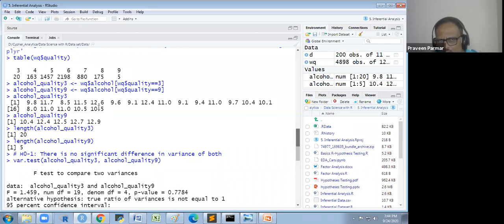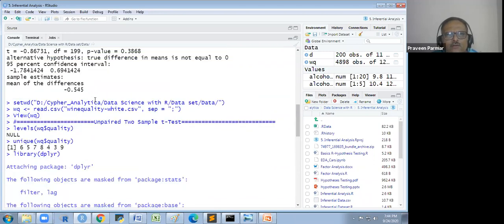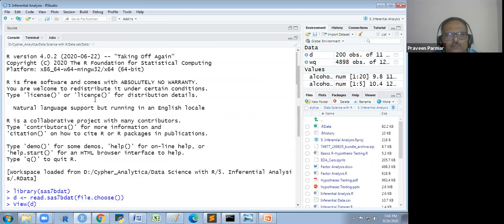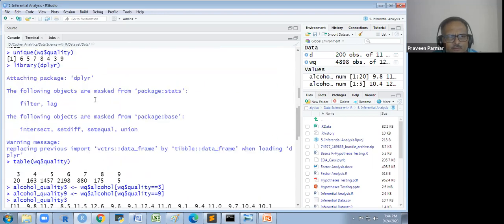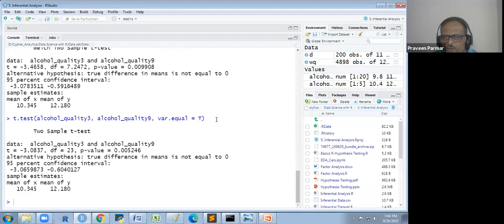Actually 20 are there, no? I have also shown it in the table. I will show you that table also, where I have explained that. You see, 20, and 3 wine quality and 9 wine quality 5. But there is some algorithm they have changed in the parametric test. Okay.